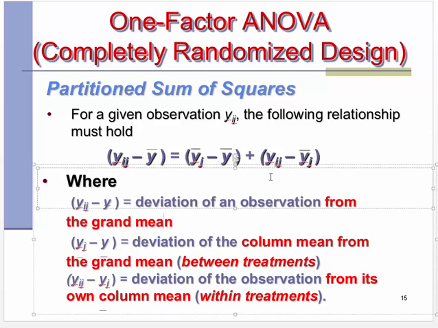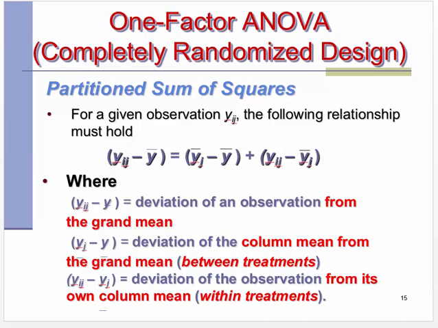This part is the deviation yij minus yj bar. That's the deviation of the observation from its own column mean. This is the individual observation, so that deviation is due to variations within the same treatment group. So we call that within treatment. There is a between treatment part and a within treatment part in a total deviation.